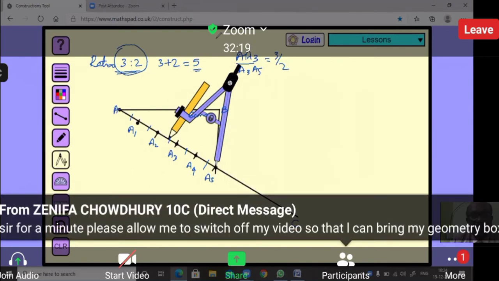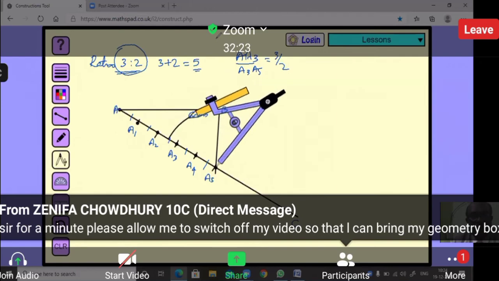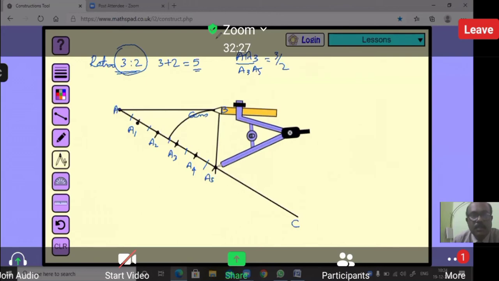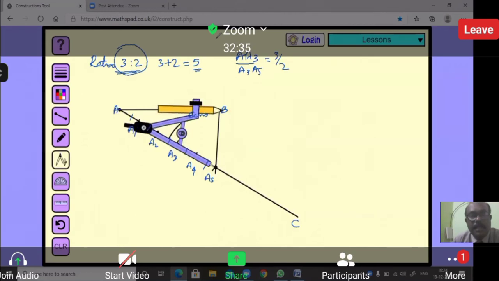Then I will just draw an arc like this. Till where? Till the line. Alright, so I have drawn an arc till this line.